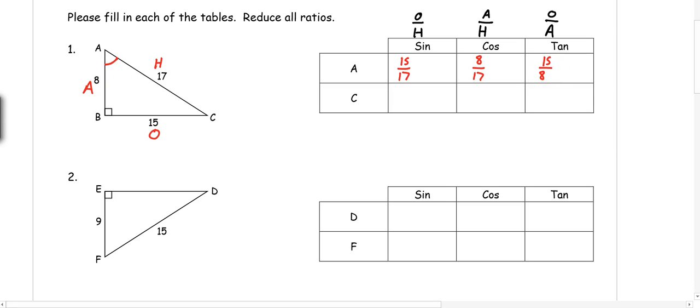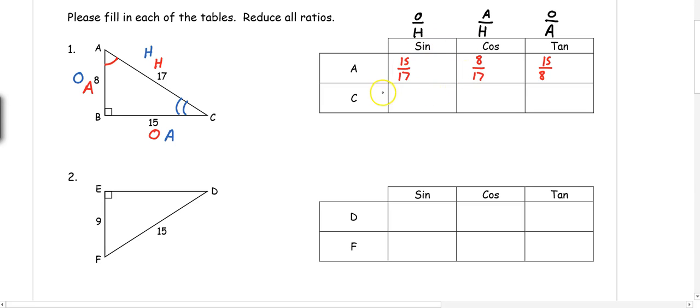Now if we're looking at our reference angle, which is angle C, our opposite side switches, our hypotenuse stays the same, and our adjacent side changes. So notice that the hypotenuse stays in the same spot, but the opposite and adjacent sides switch, which means our cosine and sine of the two different angles are the same ratio.